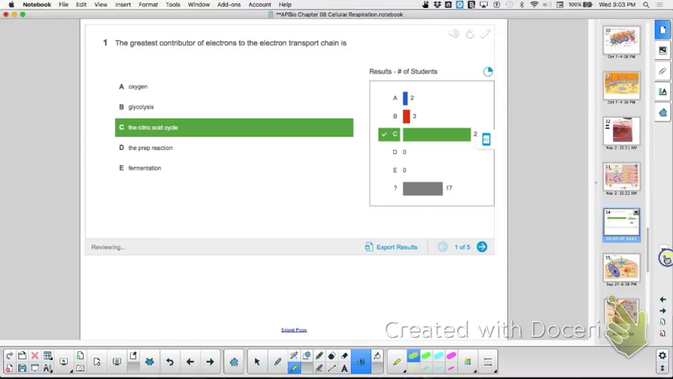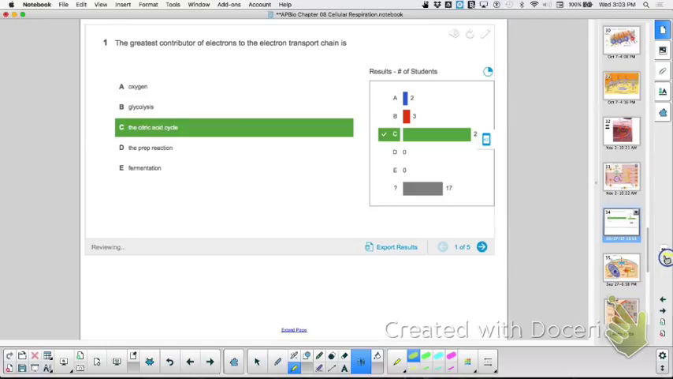Greatest contributor of electrons. Stop for a minute. Definitely the citric acid cycle, right? Because from it I get how many NADs? 6. That's a lot of electrons. And how many FADs? 2. That's a lot of electrons.